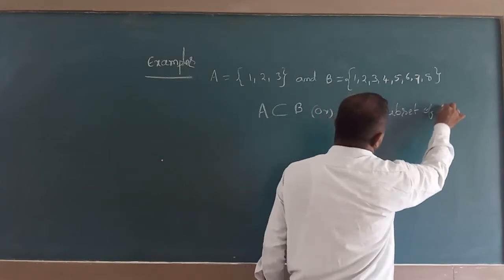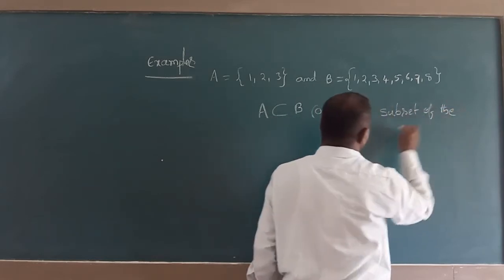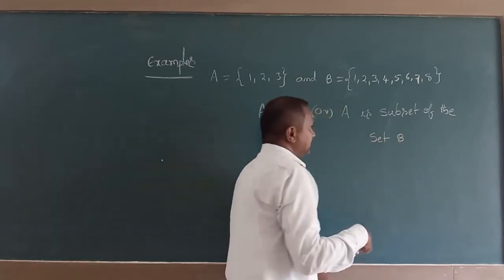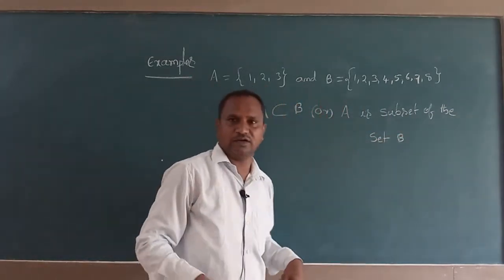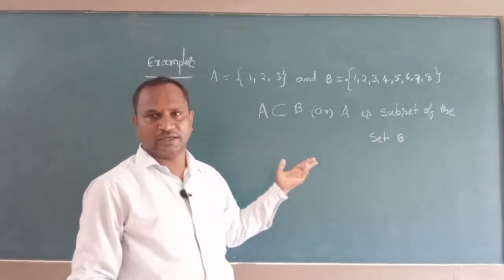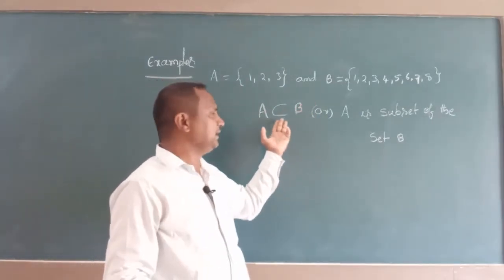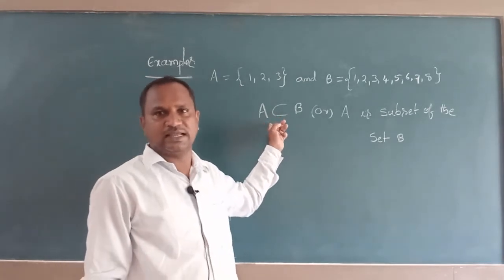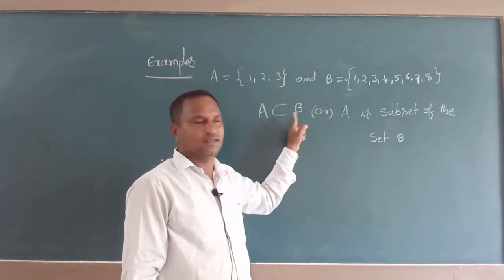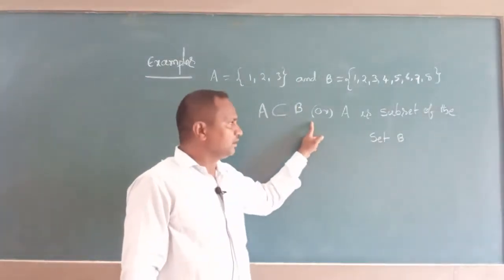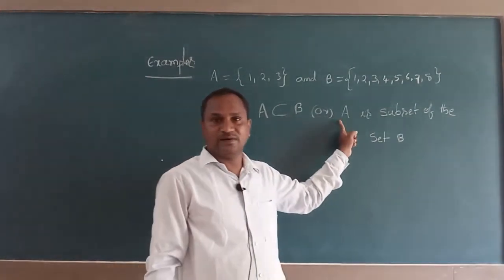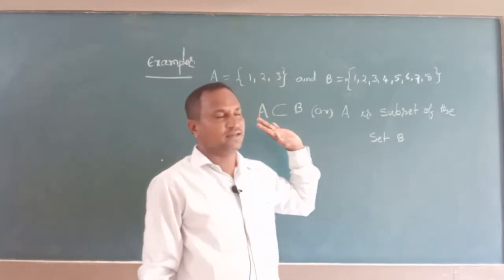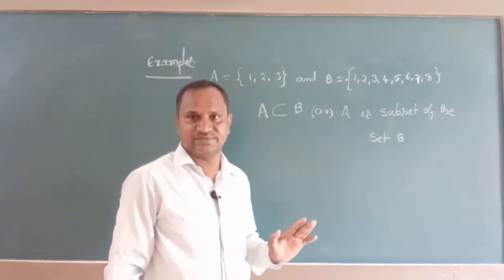Subset of the set B. Or A is contained in B. We can call it A is contained in B, or symbolically you can write it like this also. That is, A is contained in B. Or we can write in words: A is a subset of the set capital B. Like that we are showing subsets.